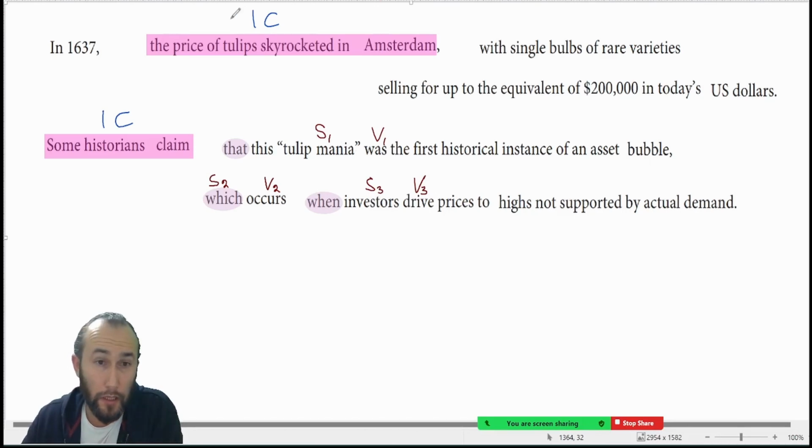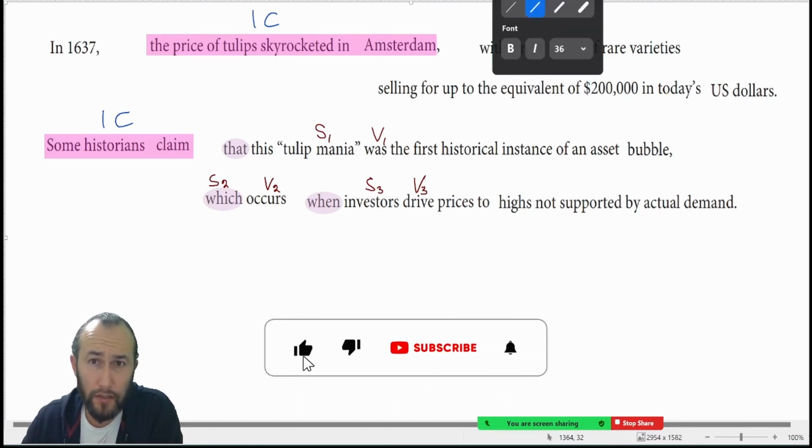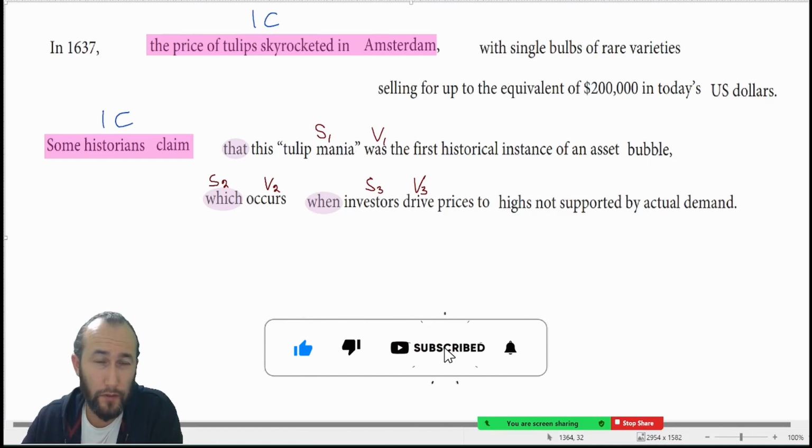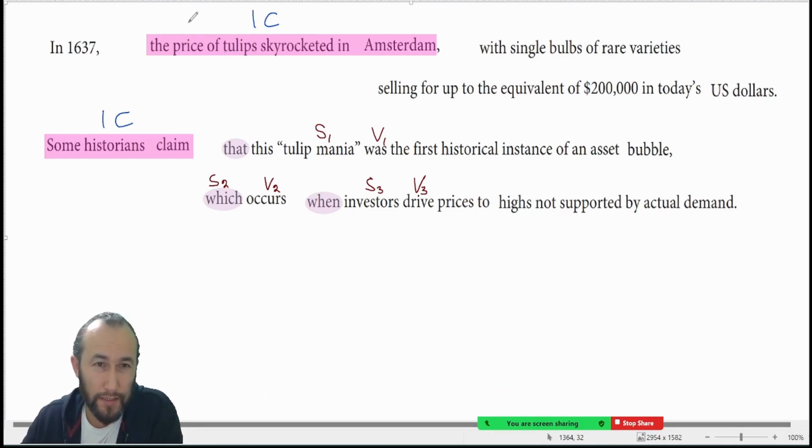So now we're going to identify the subjects of the independent clauses. Price is here subject 1, and then skyrocketed is verb. Maybe I should make a different color. So here price is subject 1, and then skyrocketed is verb 1.